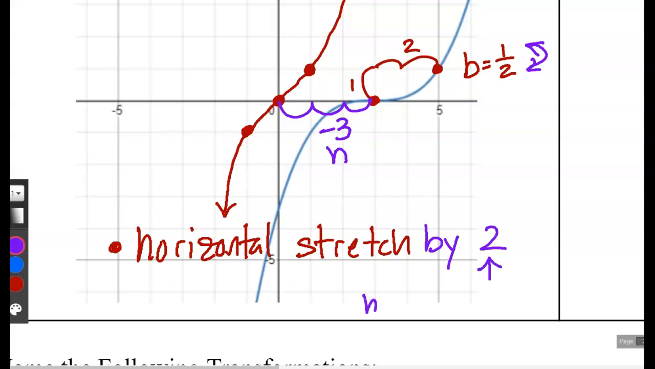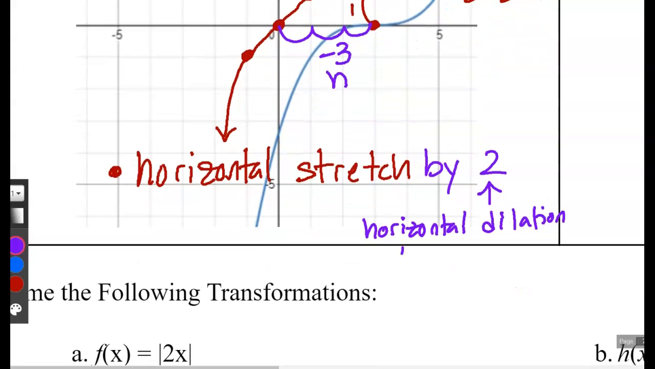Whenever we're having a horizontal dilation, you always flip the fraction.